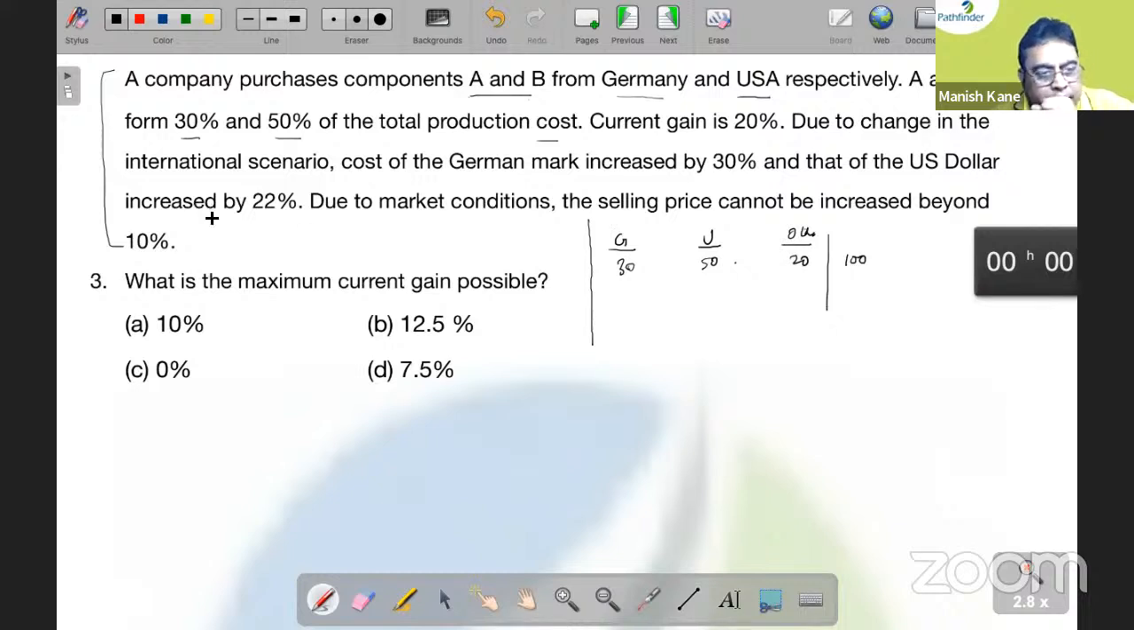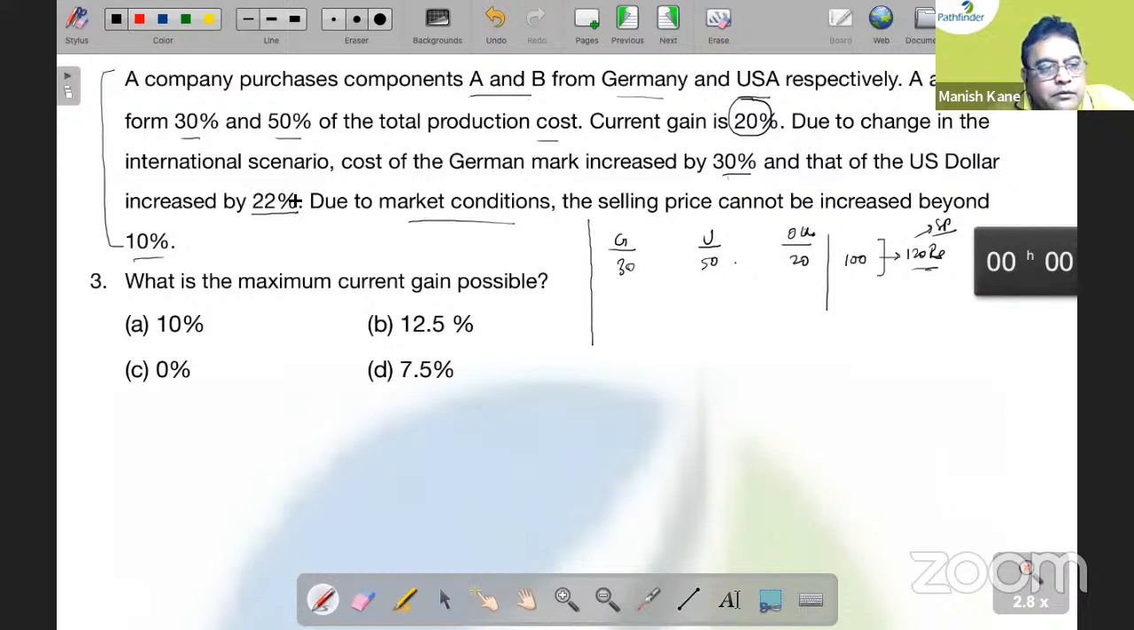Due to the change in international scenario, cost of German mark increased by 30% and that of US dollar increased by 22%. But due to market conditions, the selling price cannot be increased beyond. See, a product that is costing you 100 rupees, the current gain is given to be 20%. So you can just think of it as 120 rupees is the selling price. Because when 100 is the cost and 120 is the selling price, then you will gain 20%.